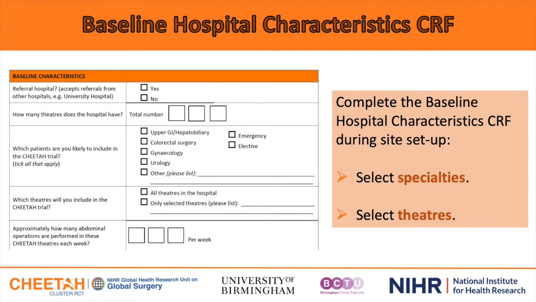Once you have determined which specialties and theatres will be participating in the CHEETAH trial at your hospital, you can start completing the baseline hospital characteristics form. This form asks you to record your selection of specialty and theatres. It also asks for some background information, such as whether your hospital accepts referrals from other hospitals and the total number of theatres available in your hospital, including both those that will and will not participate in the trial, and how many eligible patients you think you'll be capturing in the CHEETAH trial each week.